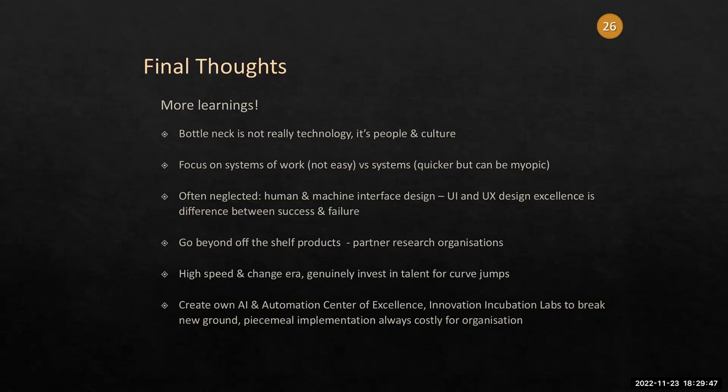Going beyond off-the-shelf products, spoken about that. Invest in talent for curve jumps. So often organizations have the view of looking only at costs. They forget about benefits. More mature organizations will look at cost benefits, because if it costs 2.5 million for an AI twin engine, the benefit could be 20 million. So if someone looks at 2.5 million and says it's expensive, they are missing the potential 20 million benefit, for example.